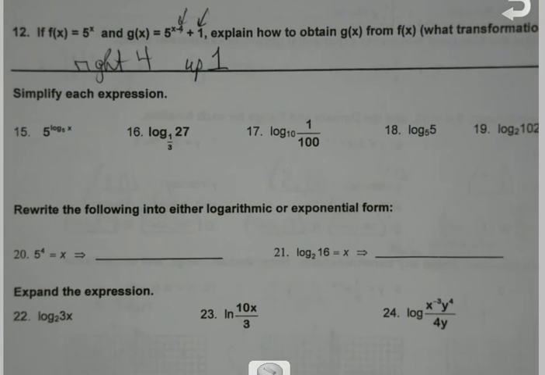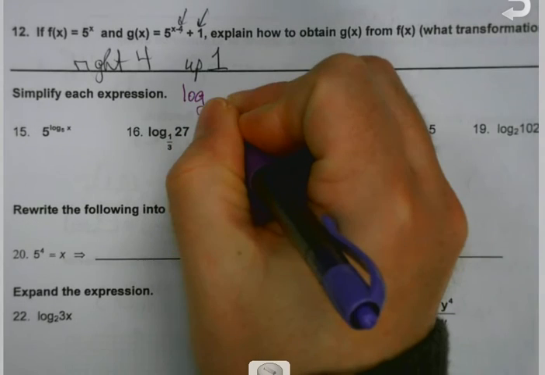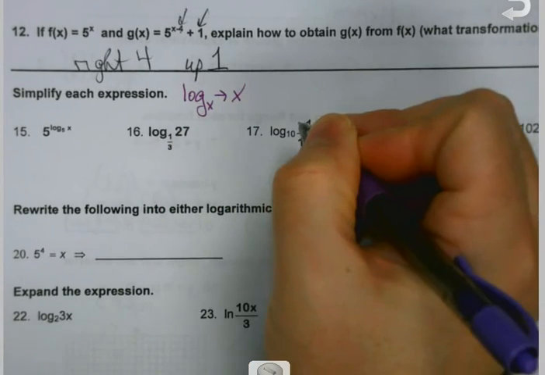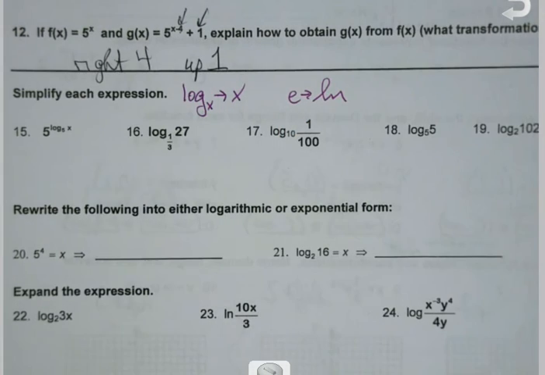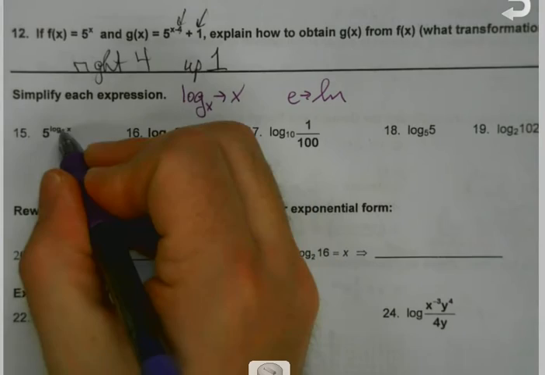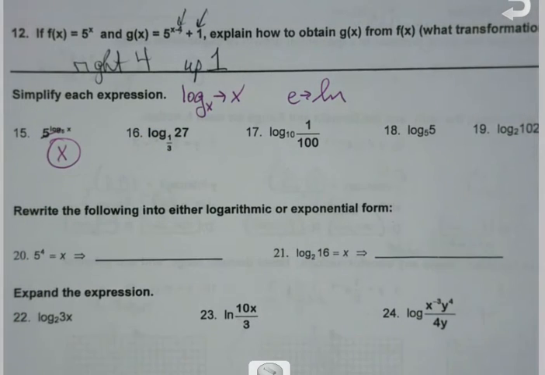Simplifying expressions. Remember, we have inverses. A log of a value and the value are inverses. E and natural log are inverses. So, here, 5 and log of 5, inverses. Just leaves me with whatever's left in the exponent.